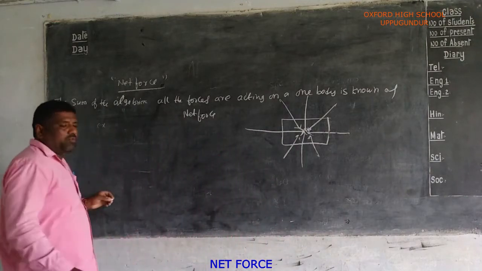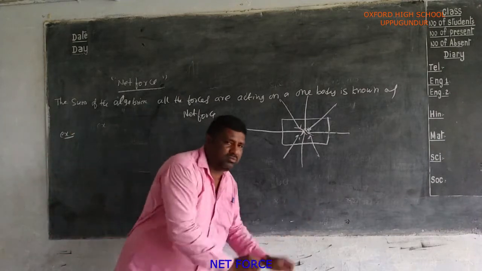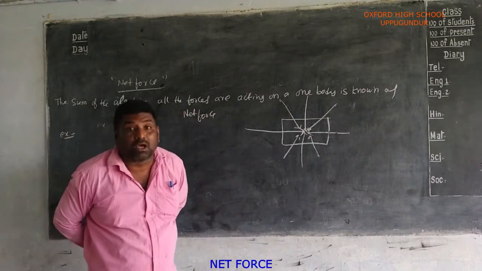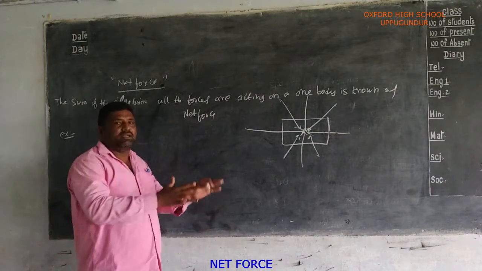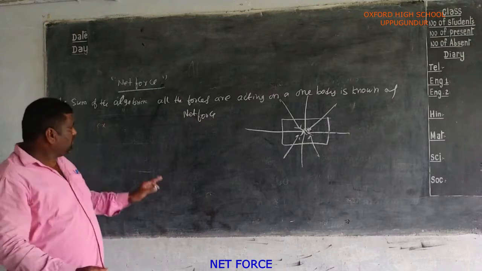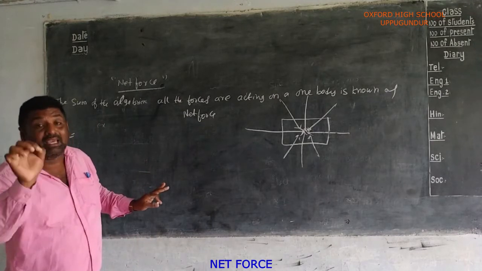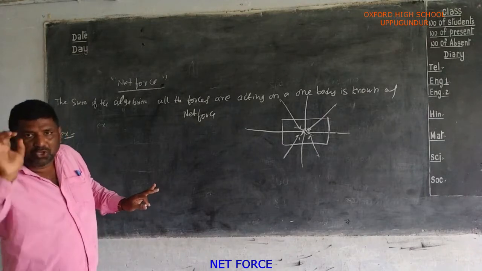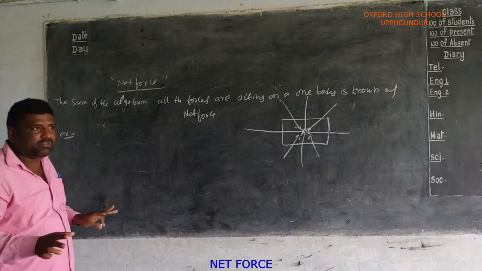Example 1. We are taking one bench. This bench is kept on the floor. Now I will call one boy. A boy comes here and pushes the bench. Is it moving? In the first case, the bench does not move. It stays in the rest position.